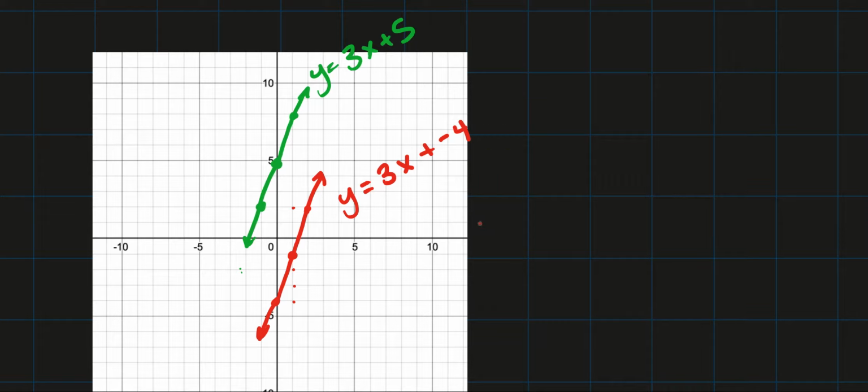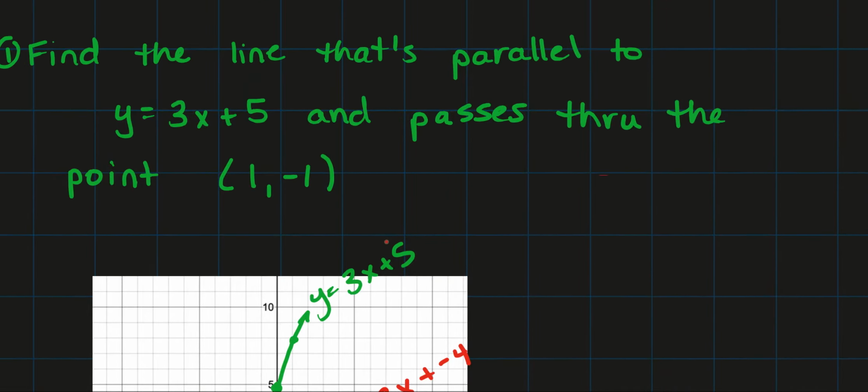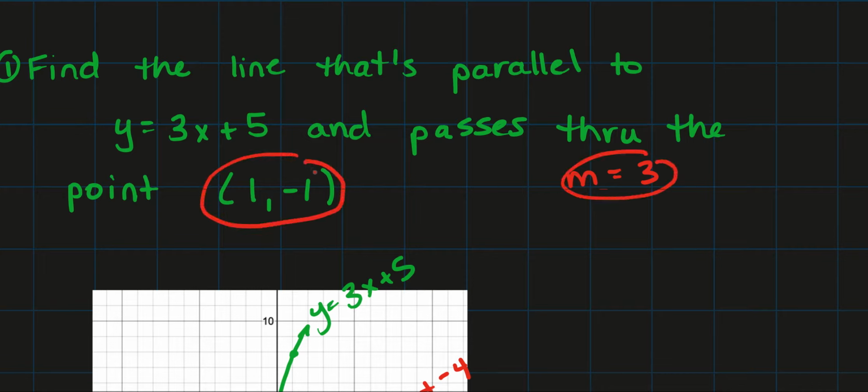Now I'm going to also find the equation of this line without drawing it. So without referring to this graph, let's just look at our problem. We find the line that's parallel to y is 3x plus 5 and passes through this point. Well, if it's parallel, then the second line has to have the slope of 3. And we have a slope and we have a point. So to find the equation of the line that has this point and this slope, we just have to use point slope form. Point slope form is y minus y1 is m times x minus x1.